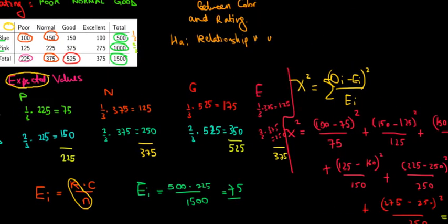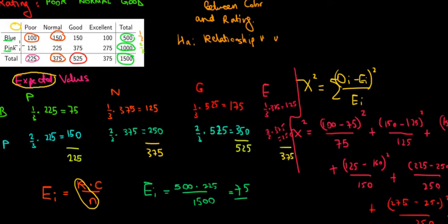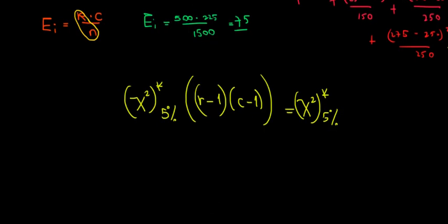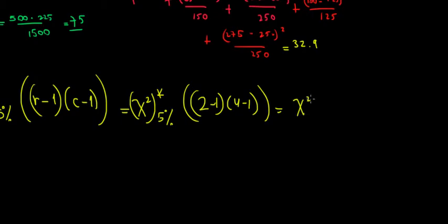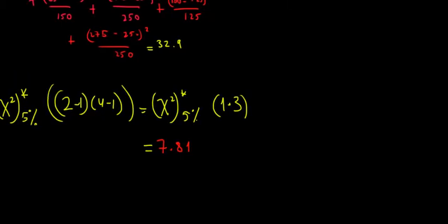Let's have a look. We have 1, 2 rows, and 1, 2, 3, 4 columns. So we will have 2 minus 1 times 4 minus 1, meaning that we have a chi-square distribution at the 5% level, and here we have 1 times 3, which is 3 degrees of freedom. So the chi-square critical value at 3 degrees of freedom is going to be, let me look it up, 7.81. Let's take these two into account to put them on the distribution and give a conclusion.